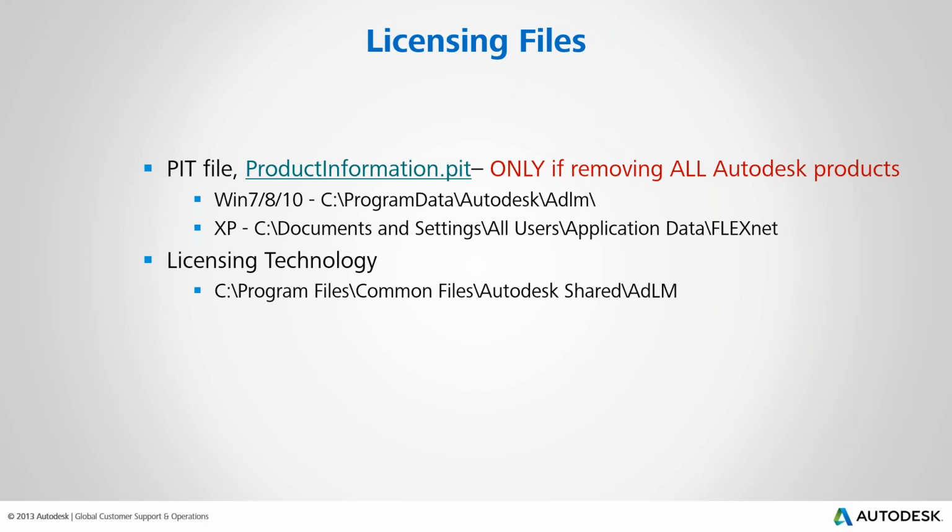If you happen to be on Windows XP, again, it's going to be under C, Documents and Settings, All Users, Application Data, FlexNet. Again, I don't imagine too many people running Windows XP anymore. And then the licensing technology. So this is kind of when you launch the software and it says checking license, this is where the files that do that license checking live. That's going to be under C, Program Files, Common Files, Autodesk Shared, ADLM. And this stuff does get left behind when you uninstall the Autodesk product.